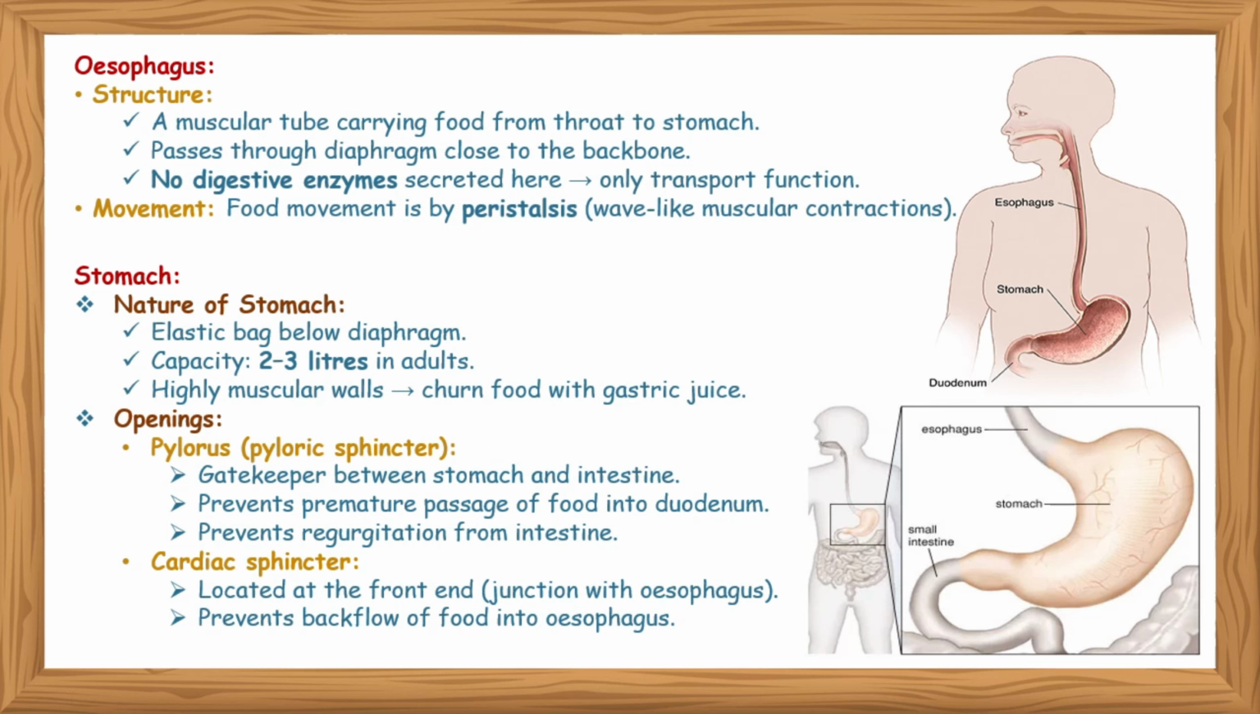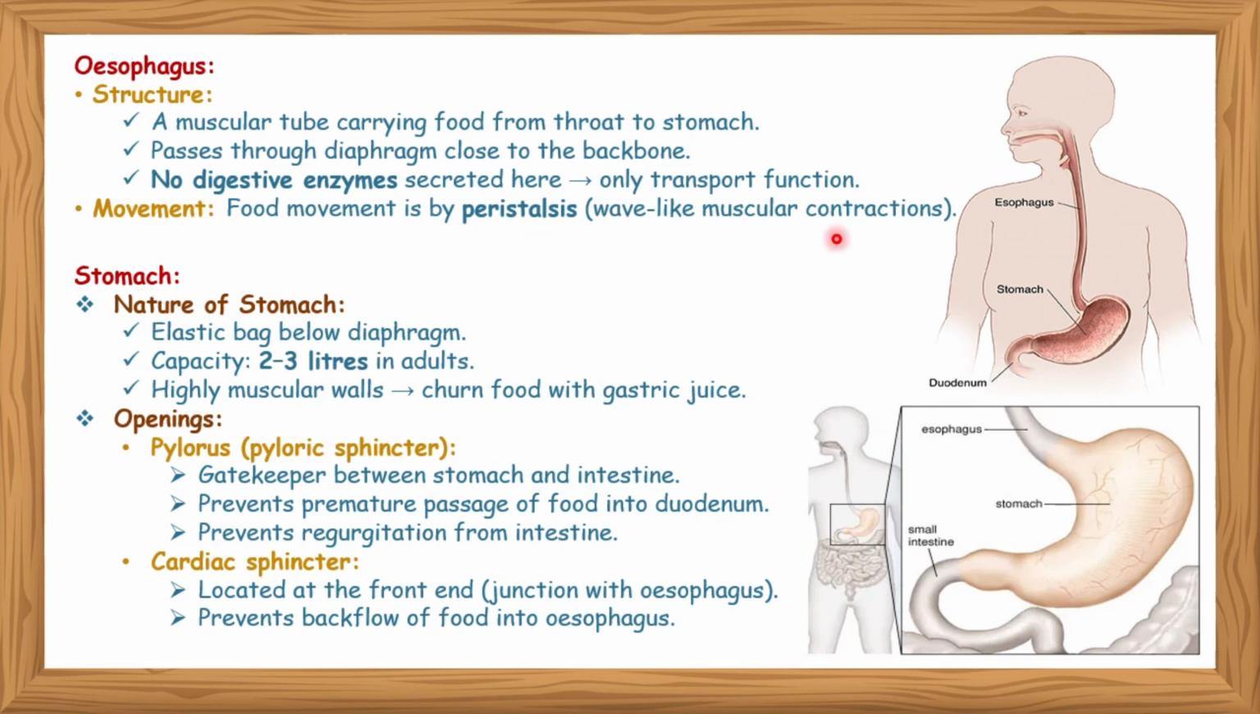Esophagus structure: a muscular tube carrying food from the throat to the stomach. It passes through the diaphragm close to the backbone. No digestive enzymes are secreted here. Its only function is to transport food. Movement of food occurs by peristalsis, wave-like muscular contractions of the esophagus.